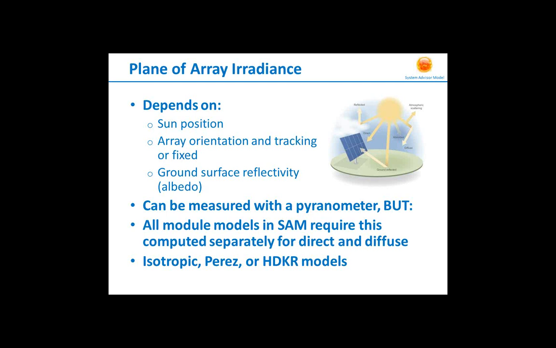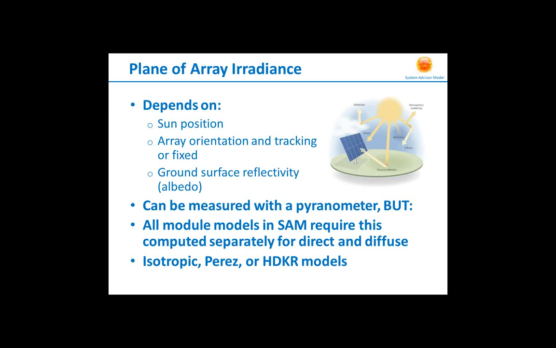So you can do one of two things to get the POA irradiance for a project. You can either start with some combination of the three basic irradiance components and then model this irradiance in the plane of array, or you can measure the plane of array irradiance by placing a pyranometer at the same angle as your project instead of horizontally.